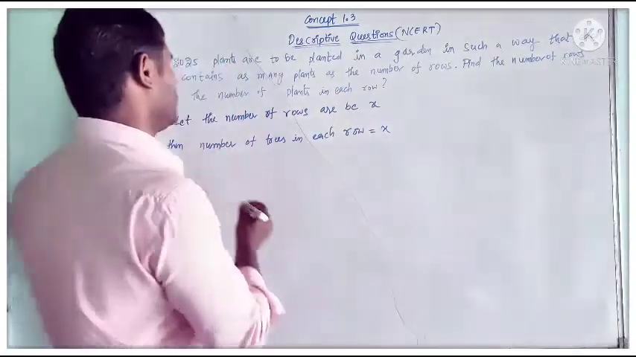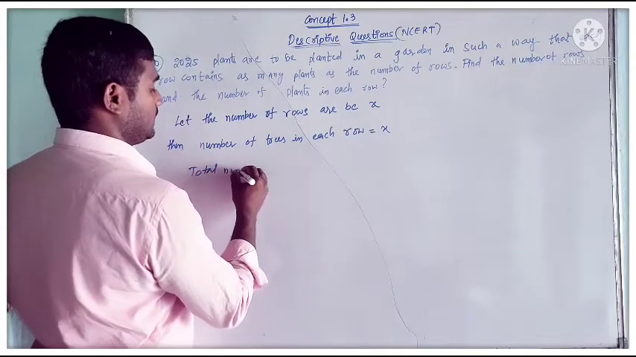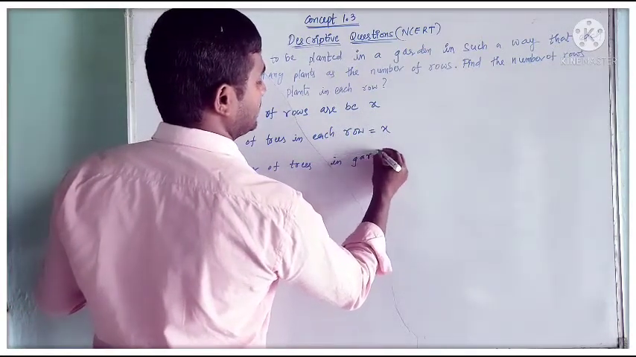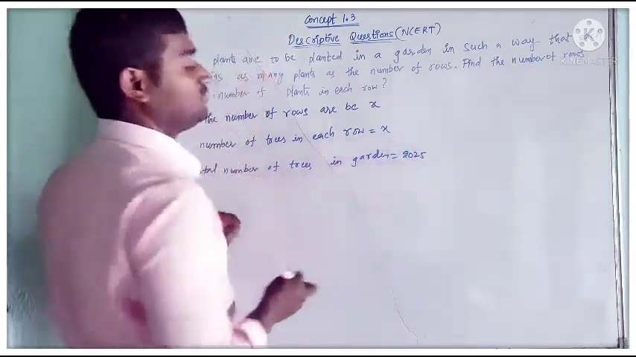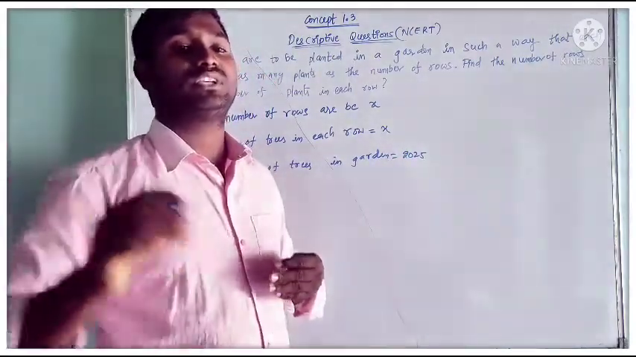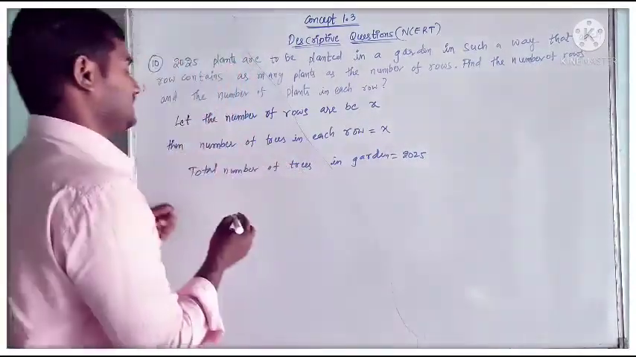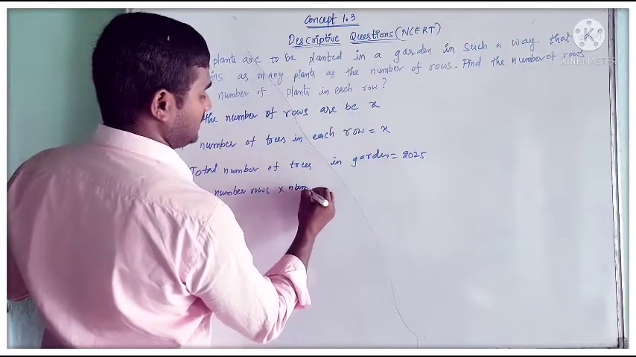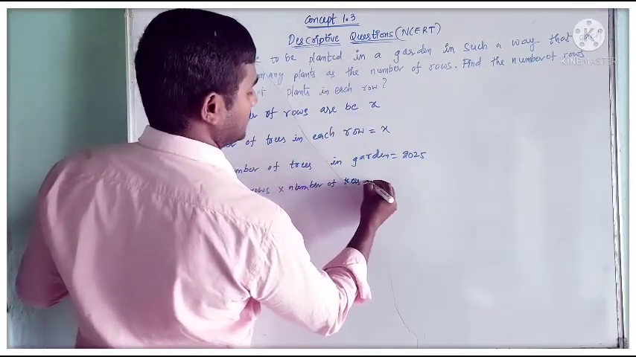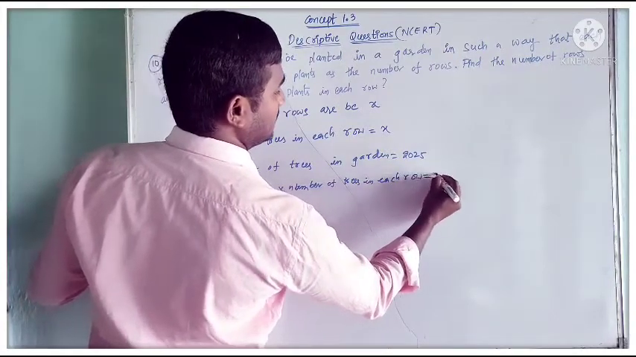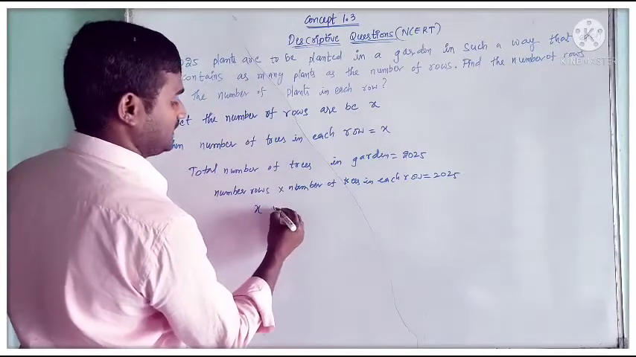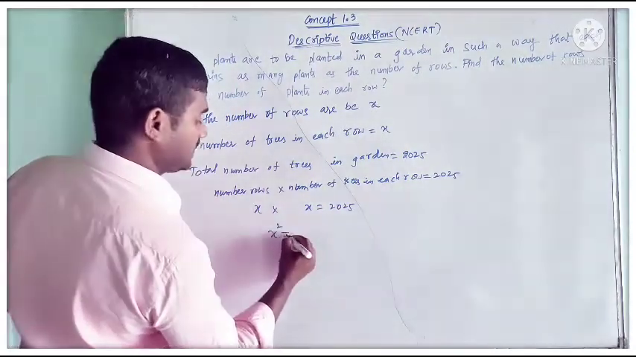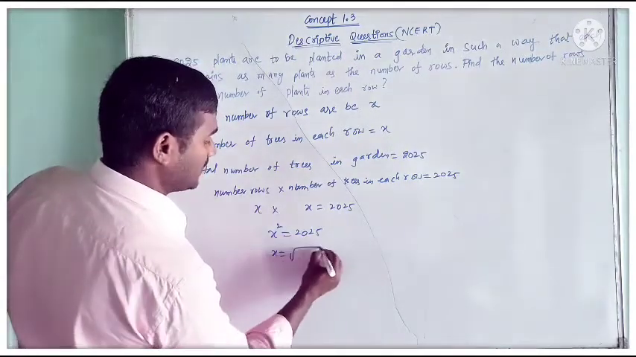So then the total number of trees in a garden equals how many trees are given to us? 2025. That is nothing but the number of rows into the number of trees in each row. So that equals 2025. The number of rows is X, and the number of trees in each row is also X. X into X equals 2025. X squared equals 2025. Then X is equal to the square root of 2025.